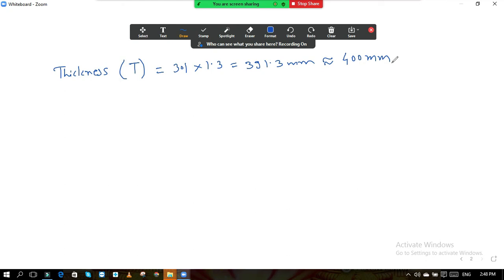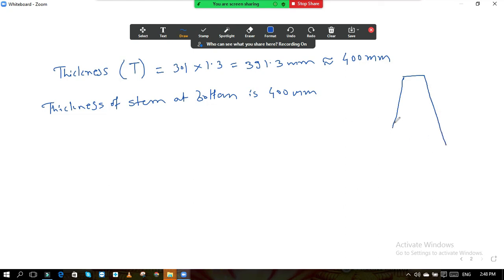So top la thickness is 200 and bottom la thickness came 400. Okay. So I will write here thickness of stem at bottom is 400 mm. So in short, if I draw the diagram, it will be like this. This is your stem. This is 200 mm, and this is 400 mm. So we have fixed the dimension of the stem.